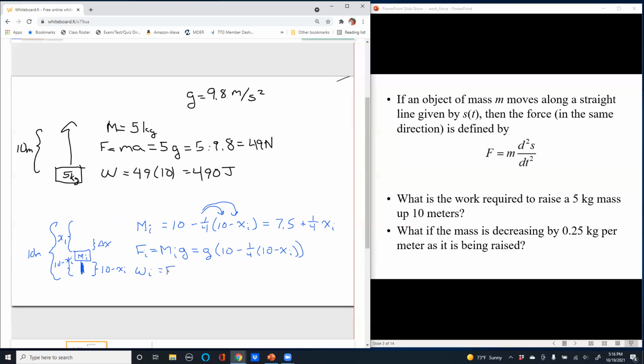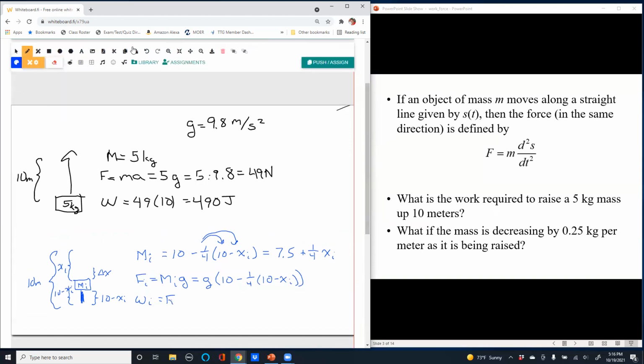All we have to do to get the work on the ith slice is take the force on the ith slice times delta x. So gravity times 10 minus 1/4 of 10 minus x sub I, times delta x. You're going to see me do a list like this on a lot of these work problems, and you get really used to it. This is where slicing becomes really helpful, because we simplify the problem and work our way up.